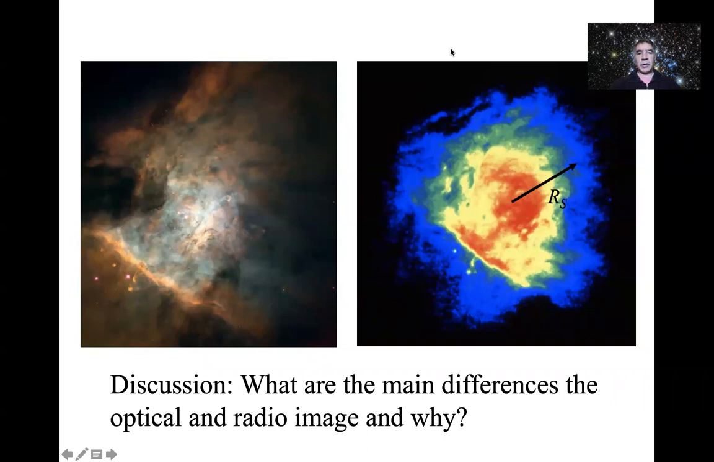Okay, so I left you with these two pictures of the Orion Nebula, optical on the left, radio on the right, and asked you to think about the differences between them or have a discussion about them. So I think the main obvious difference is that there's this kind of dark patch here encroaching on the nebula on the left, which is not really visible on the radio image.